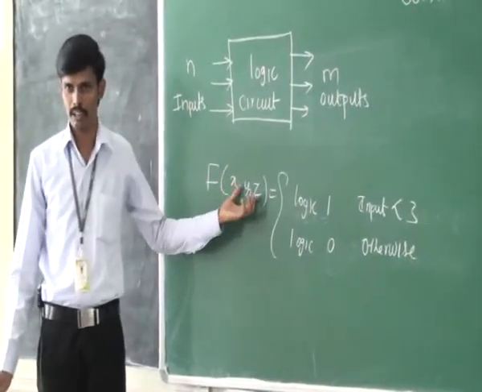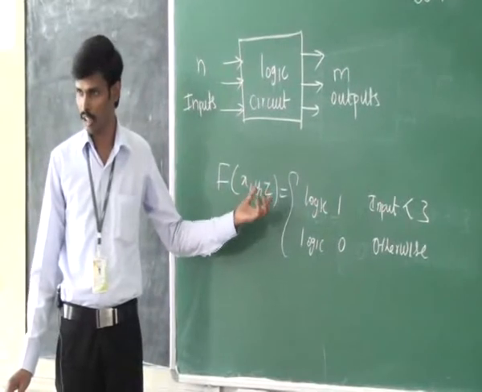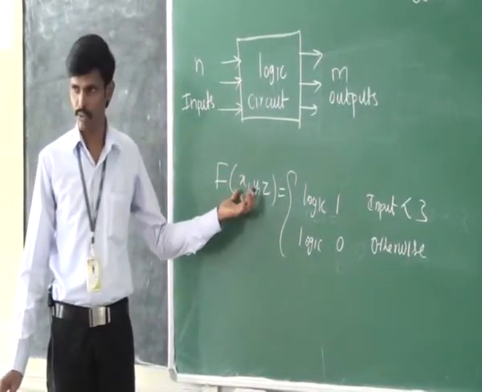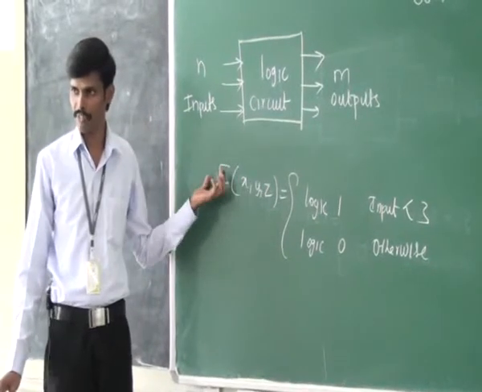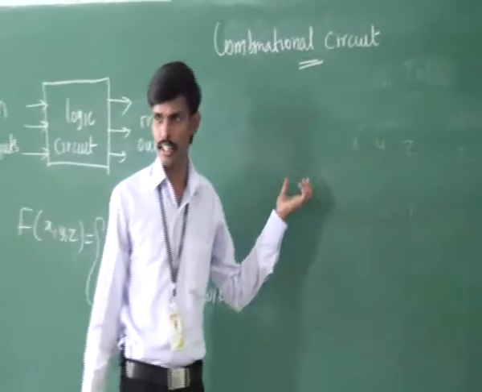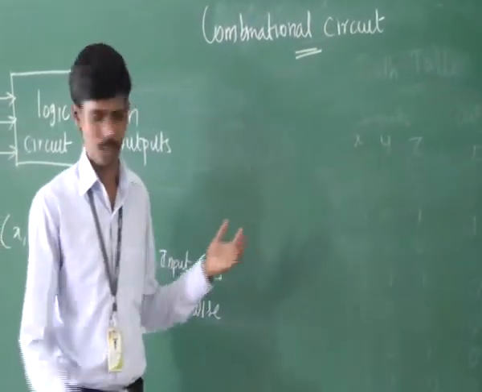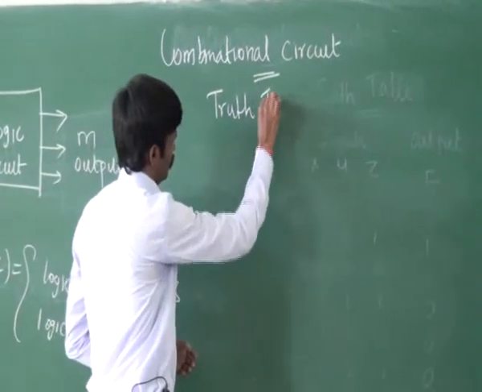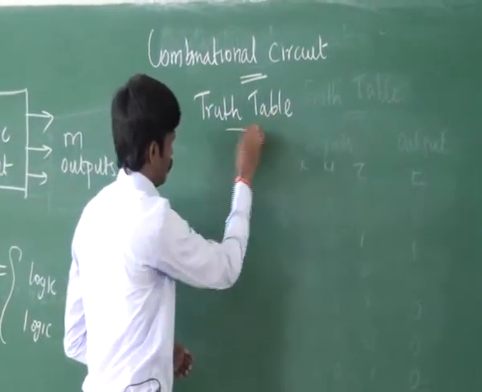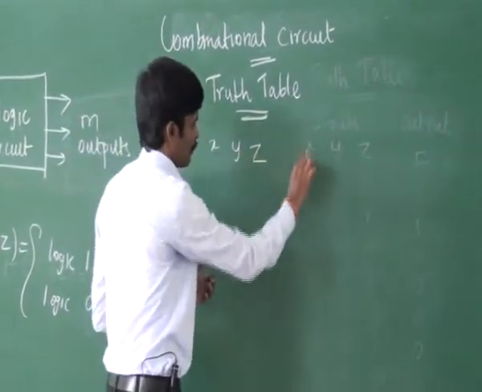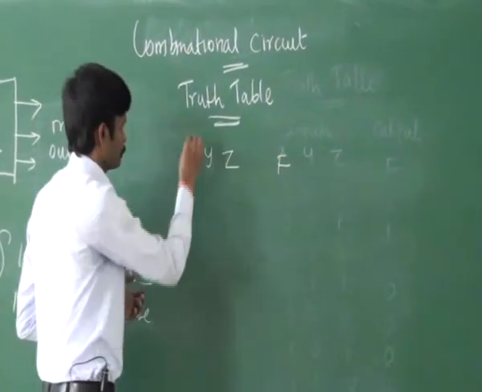From this problem statement, determine the required number of inputs and outputs. Let us take x, y, z as the input variables and f as the output variable. Next let us see the truth table for this combinational circuit. x, y, z are the input variables, f is the output variable.